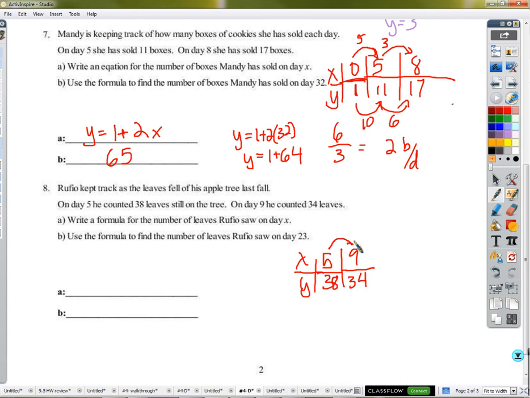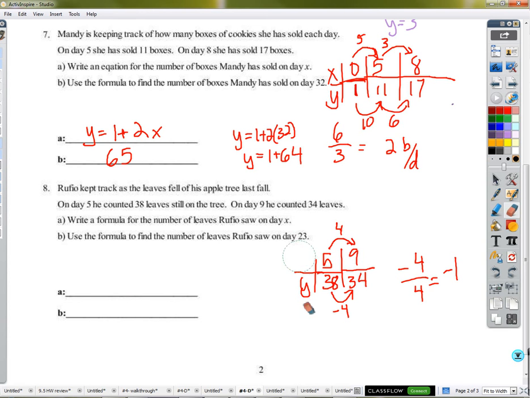So days increases by 4, right? From 5 days to 9 days is 4 days. From 38 leaves to 34 leaves, that's 4 fewer leaves. 4 leaves came off the tree between those 4 days. So just 1 leaf per day, right? We lose 4 leaves in 4 days. That's -1 leaf a day. All right, so that's how the leaves are changing. Apparently that means that they're falling off.